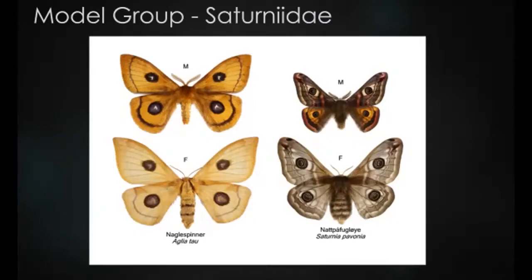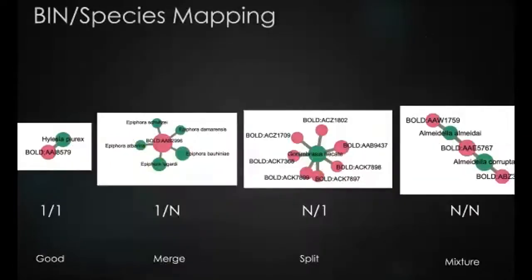It's a small, charismatic family of moths and well studied as a result. But at the same time, we find all sorts of problems in there when we compare the BINs to the species. And when we look at the comparisons of BINs and species, we can see one of four potential scenarios. One is a one-to-one relationship, such as this one here, where all members of the species also have just one BIN.